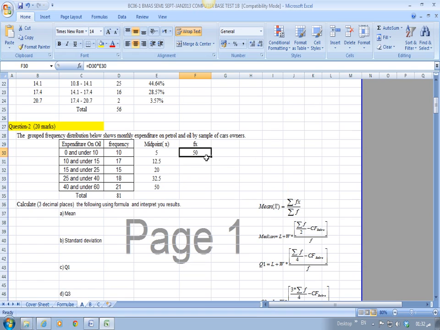After it, you check the first one to see if it is right. 10 multiplied by 5 is 50. Then you drag this one down until here. So here you will find the multiplication of the first one, 10 by 5, 17 by 12.5, 15 by 20 is 300, and then these are fx. The total of all this fx is what we need. So the total of fx here.